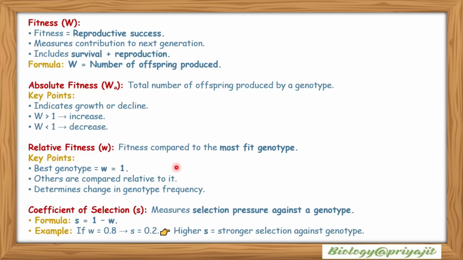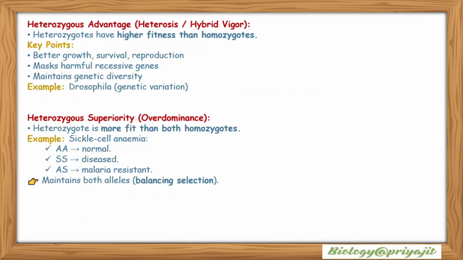What is relative fitness? Fitness compared to the most fit genotype. Key points include: the base genotype has W equal to 1 and others are compared relative to it, and it determines change in genotype frequency. Coefficient of selection: it measures selection pressure against a particular genotype, where S is equal to 1 minus W. If W is equal to 0.8, then S will be 0.2. So a higher S value indicates stronger selection against a particular genotype.